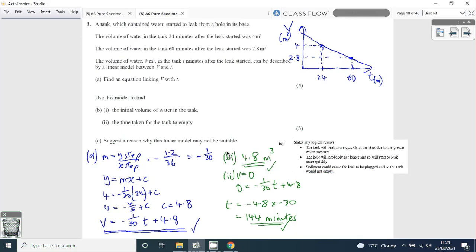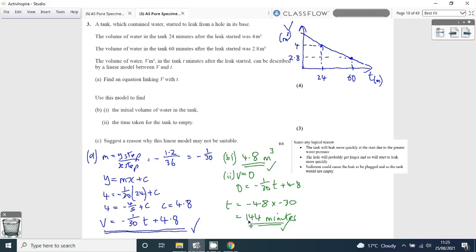And the time taken for the tank to empty, so that's this point down here where the line crosses the x-axis, is when v equals 0. So solve v being 0 in part A. So 0 equals minus a 30th t plus 4.8. So I've taken away 4.8, multiplied by 30, and by minus 30, and I get 144 minutes.